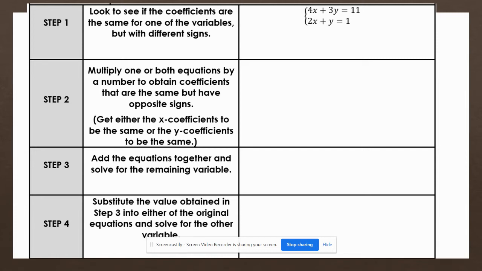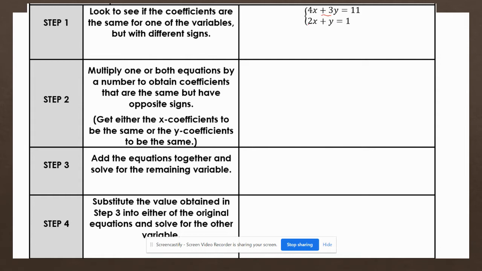So I'm going to start and see I have positive 4 and positive 2. That would add to 6. Positive 3 and positive 1. That would add to 4. So that's not going to get me anywhere. I need to change this. I can choose to either eliminate x or y first. It doesn't matter. I'm going to choose to eliminate y.